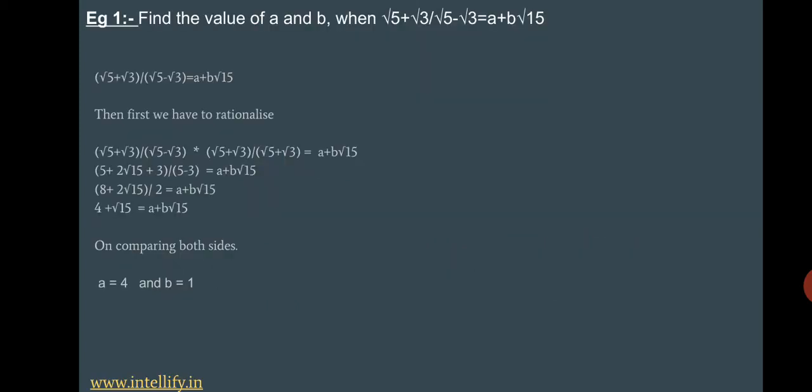You can see some examples, some questions from your paper point of view. It is very important. Let us move toward the first question.